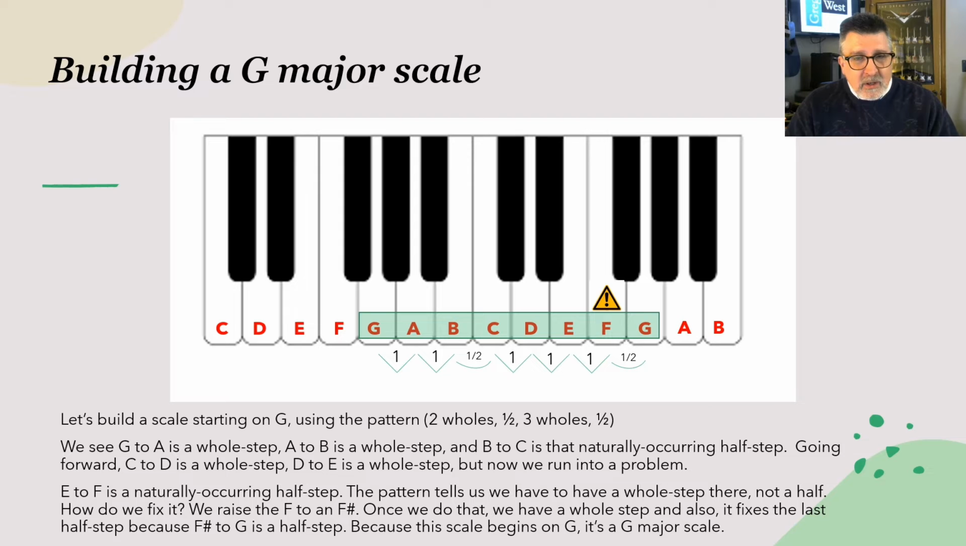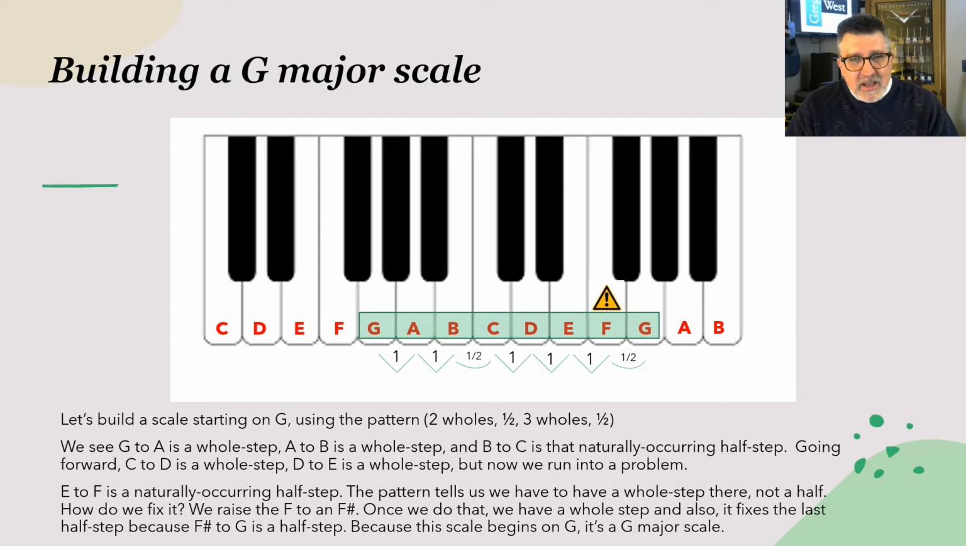So what we have to do, we need to create a whole step between E and F, and on the other side, right now we have an F to G, that's a whole step, but we need to reduce that to a half step. Well, there's an easy way to do that. See the little caution sign above the F?